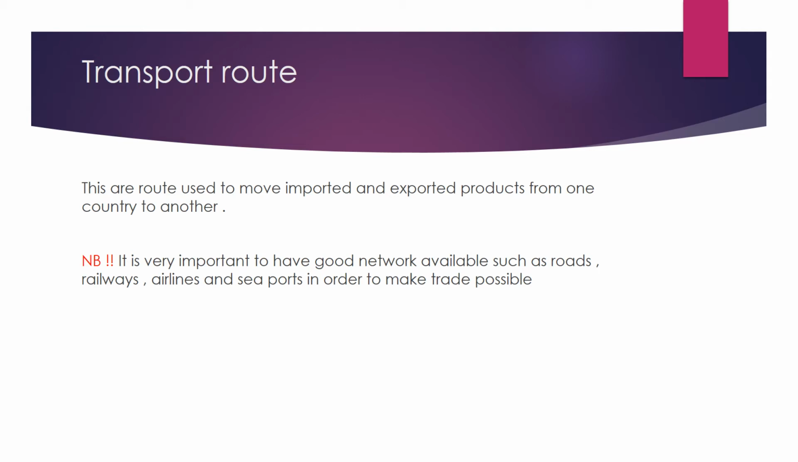Transport routes. These are the routes used to move imported and exported products from one country to another. You have to take note that it is very important to have a good network available, such as roads, railways, airlines, and seaports, in order to make trade possible. Without these transport routes, trade will not be possible and we will not be able to import and export goods. These things are only made possible because of transport routes that allow us to move products from one country to another.